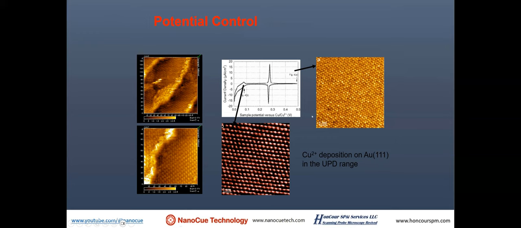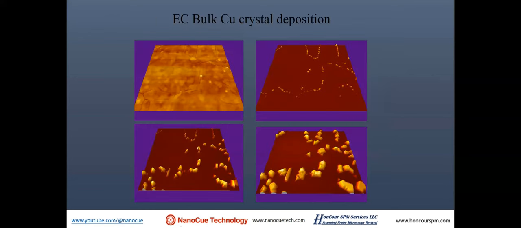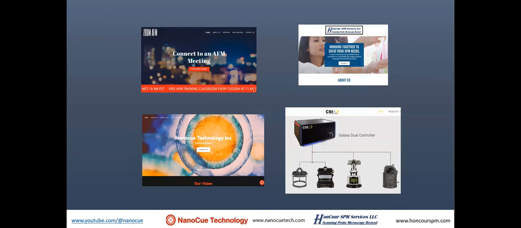And this is the in-situ chemical reaction, that chemical caused in the potential deposition, called UPD. We have already seen that, the copper bulk deposition observed using AFM. And this is almost 30 minutes.